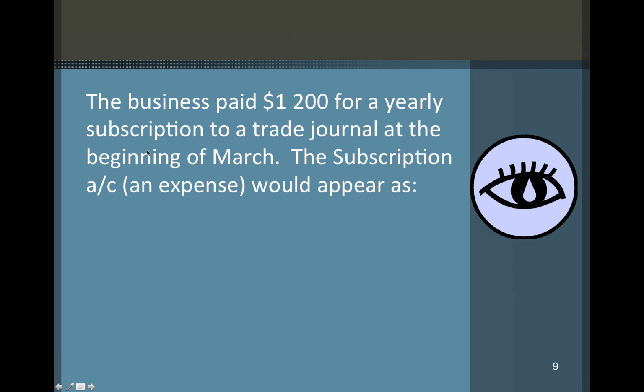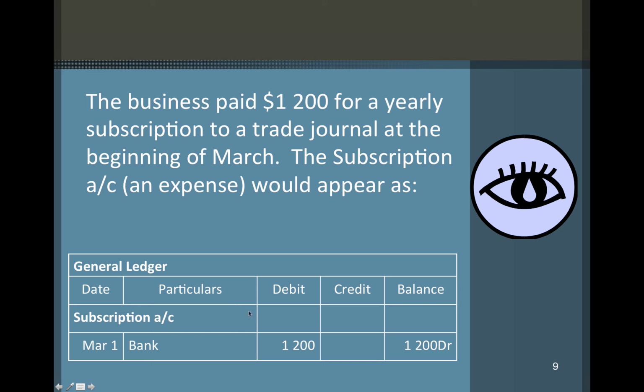Here's an example we're going to look at. The business has paid $1,200 for a subscription to a trade journal at the beginning of March. The subscription account, which is an expense, would appear as is indicated here. So on the 1st of March, we've recorded that we've made this payment of $1,200, and what does that $1,200 represent? It represents a subscription to this magazine for an entire year. So that subscription will end the following March.